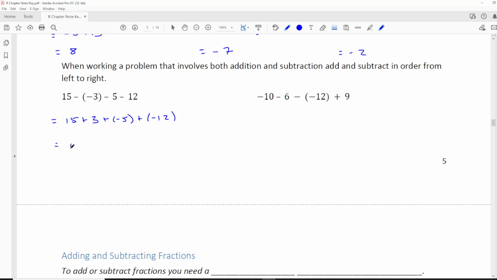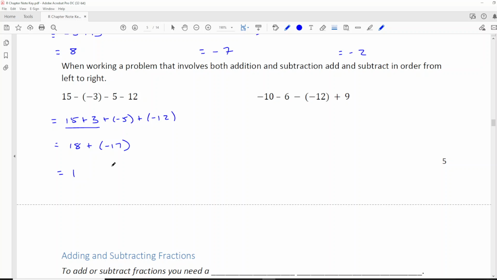So I do 15 plus 3 is 18. Plus, add my two negatives together, I've got negative 17, and then 18 minus 17 is 1, right? Which would give me the same answer as if I went 15 plus 3 is 18, minus 5 is 13, minus 12 is 1, right? It does not matter with addition. You don't actually have to work left to right.